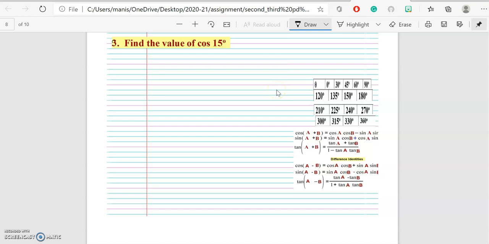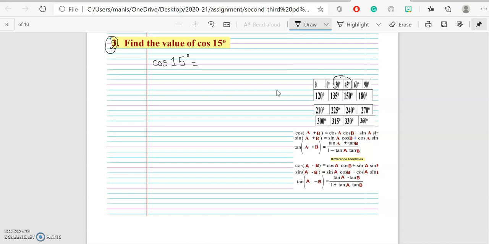This is your question number 2. Find the value of cosine 15 degrees. Now I will write over here cosine of 15. And I will come to my table over here so I can look. Which two numbers can give me 15 degrees? Again, I know 45 minus 30 can give me what?